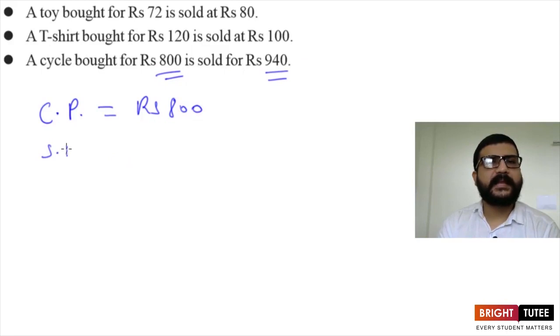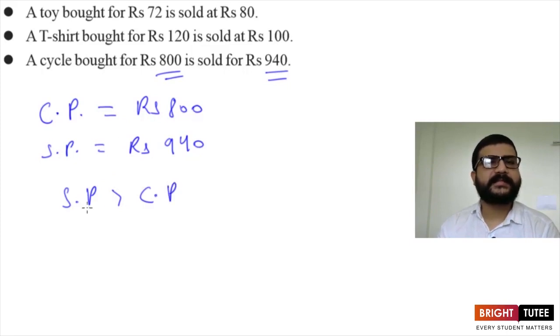So it means selling price is rupees 940. Now what do you think? Which one is greater this time? As we can see, SP is greater than CP. So it means this is a case of profit, because the selling price is higher than the cost price. So here it is a case of profit.